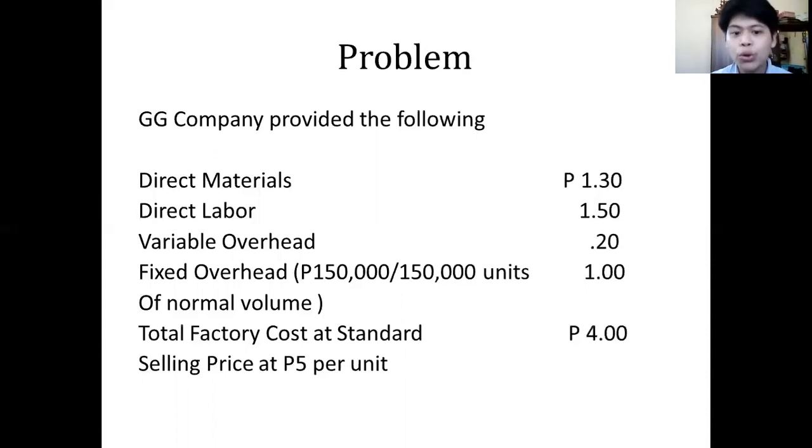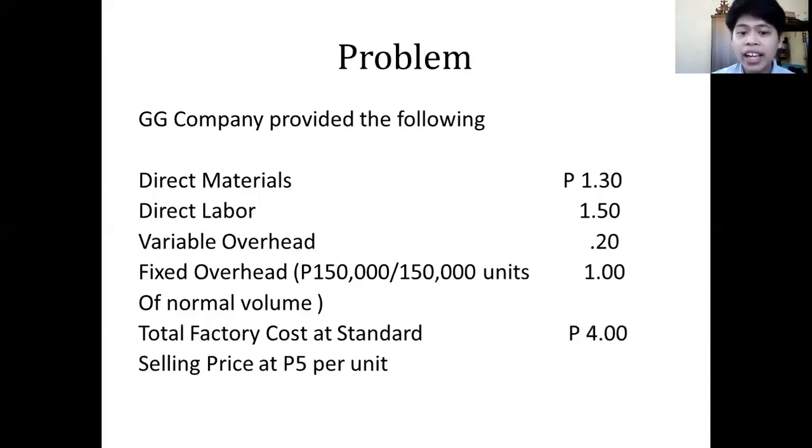But this is the crucial one. Fixed overhead, 150,000 pesos, divided by 150,000 units of normal volume. The question: why do we divide by the number of budgeted units? Because, going back to the cost management concept, fixed overhead is an allocated cost. We only allocate it to units because we cannot directly trace it to the product.